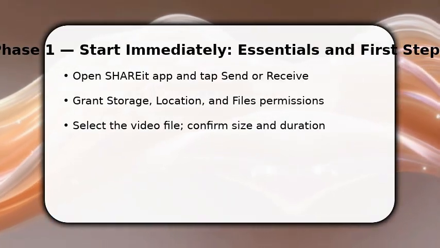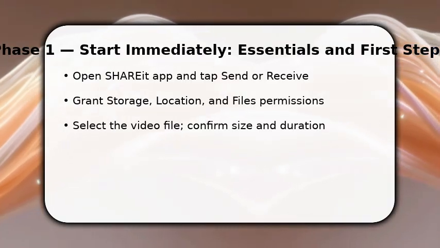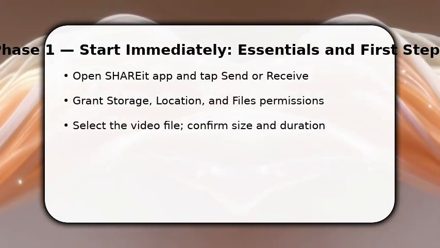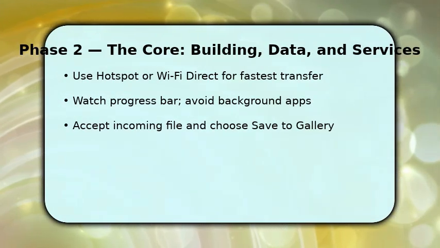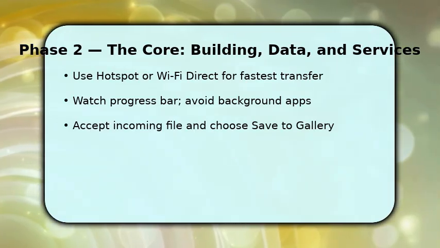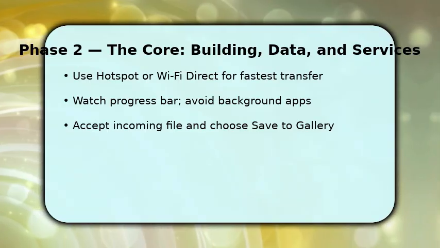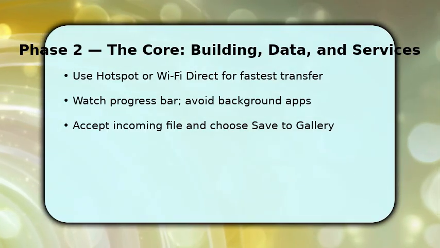Make sure the receiving device's screen stays awake while the transfer negotiates the connection. This avoids interruption and speeds handshakes. Once the devices connect, via hotspot or Wi-Fi direct, watch the transfer progress bar closely because interruptions are most likely here. Close heavy background apps to stabilize throughput and do not switch networks mid-transfer.